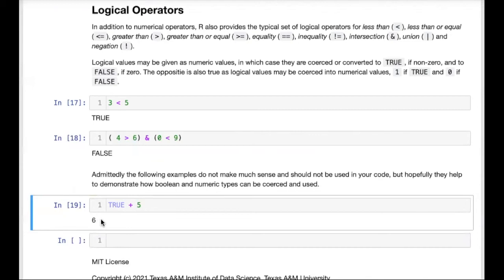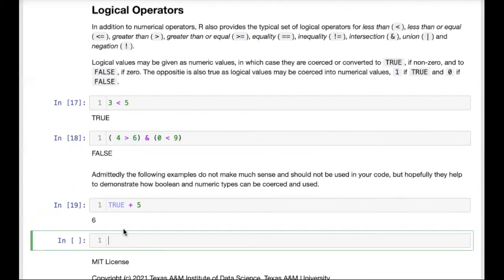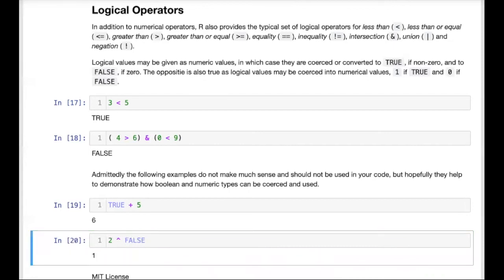The keyword FALSE, on the other hand, is given the value of 0. So if we were to write something like 2 to the FALSE power, this would evaluate as 2 to the 0 power, and this gives us the output 1.